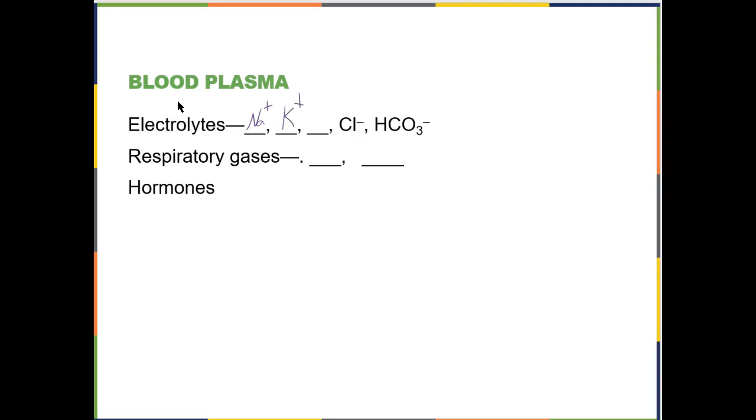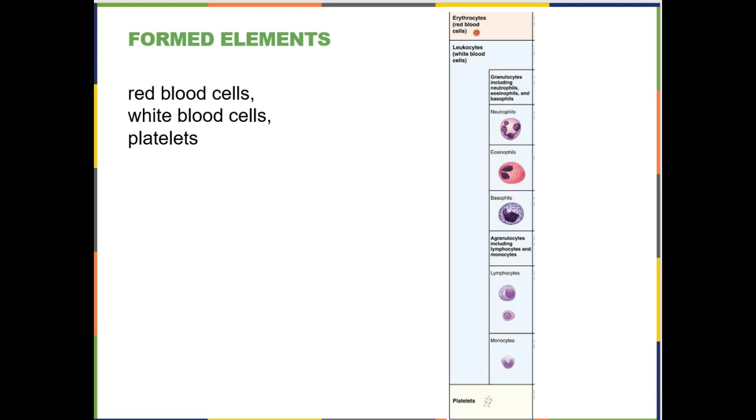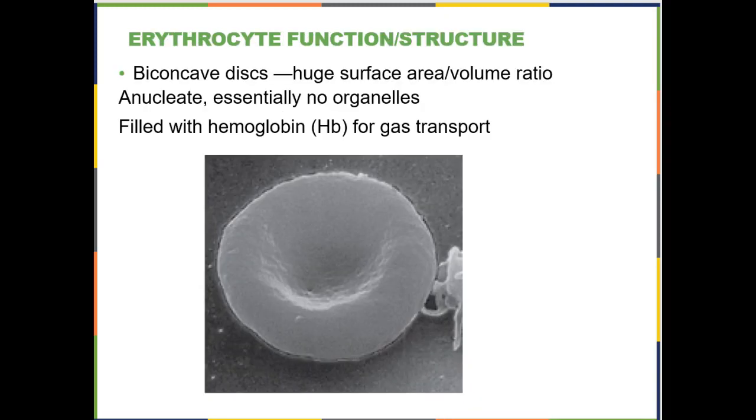potassium, and anyone? There's no one there, so I'll just say it. Calcium, which is bivalent. It's got a charge of positive two. And then your respiratory gases, oxygen and CO2, plus hormones. Then you have your formed elements. Again, red blood cells, white blood cells, and platelets down the bottom. We will cover them in this order.